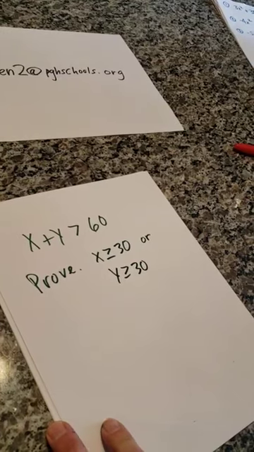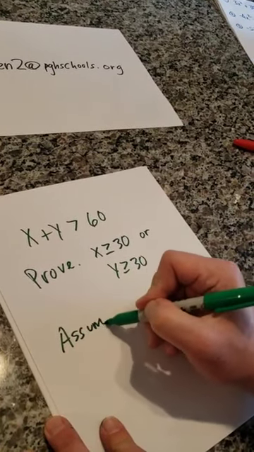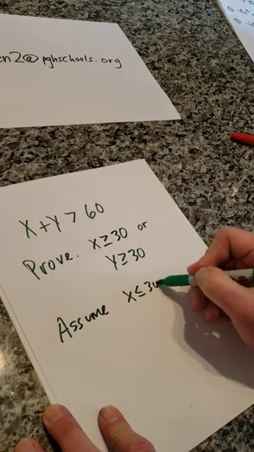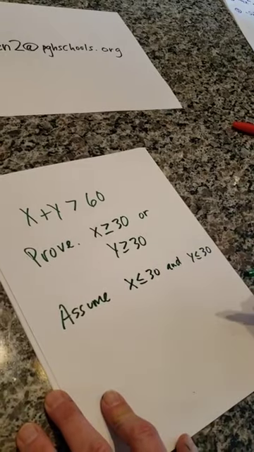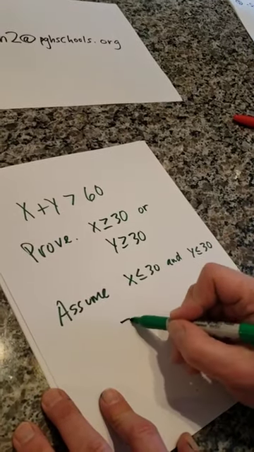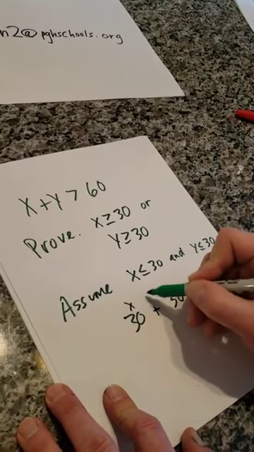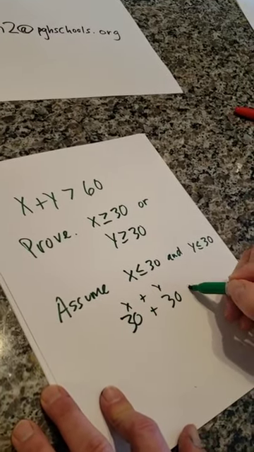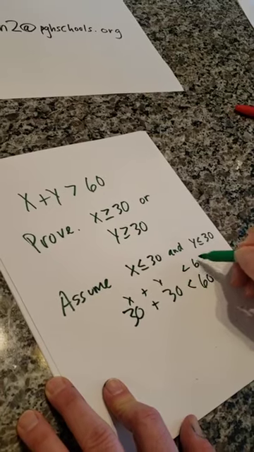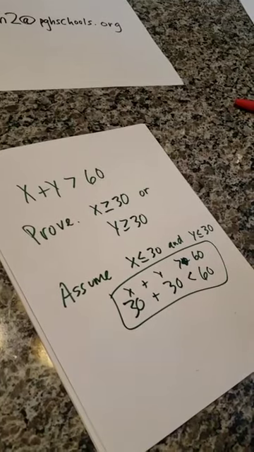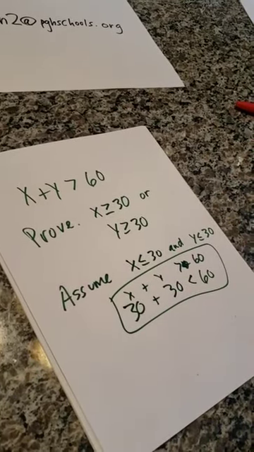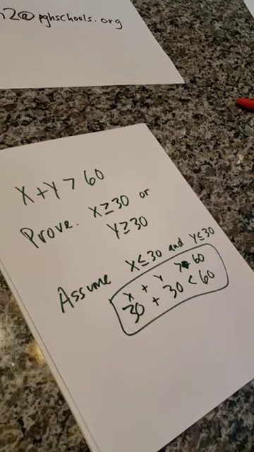Well, to prove it, we would assume that x is less than or equal to 30, and that y is less than or equal to 30. Well, if we picked 30 even for x and 30 for y, we would get something that is less than 60. We're trying to prove that it's greater than 60, so this proves that it's wrong. So when you're doing an indirect proof, you are trying to disprove the opposite.